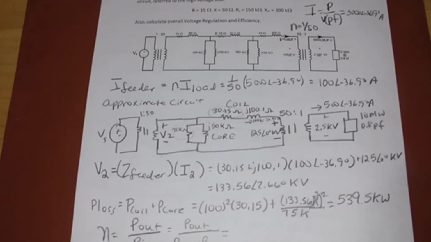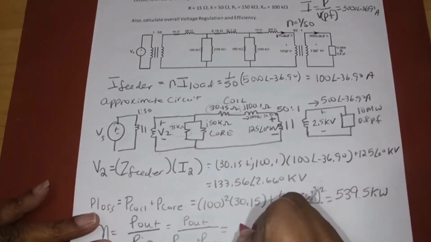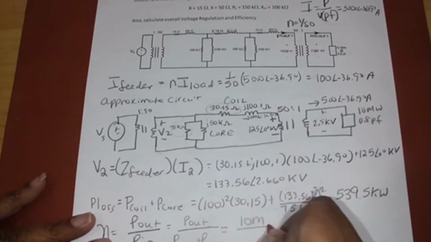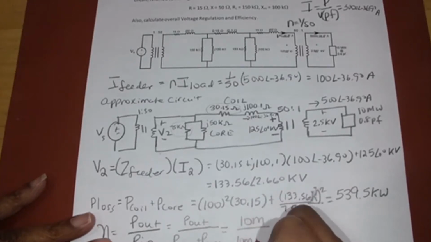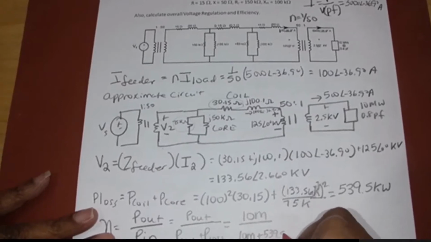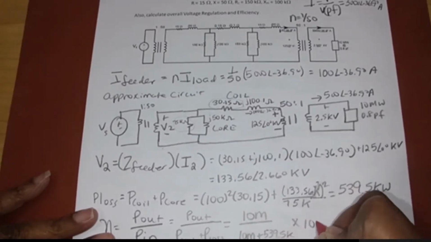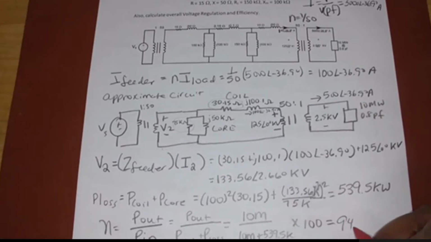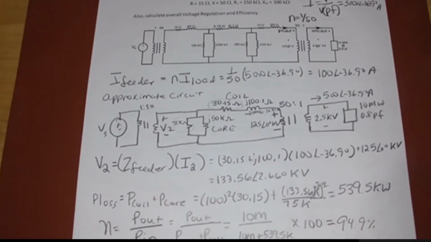So the efficiency is P out over Pn, or P out over P out plus P loss. We know what P out is. That's given in the problem statement. It's 10 meg. So this is 10 meg over 10 meg plus 539.5K times 100, 94.9%, okay?